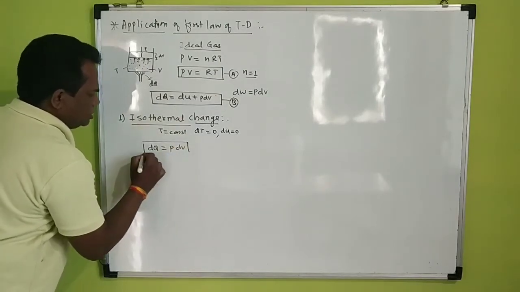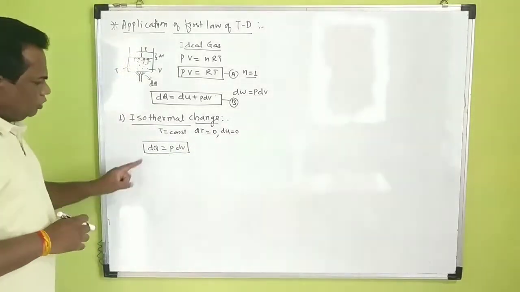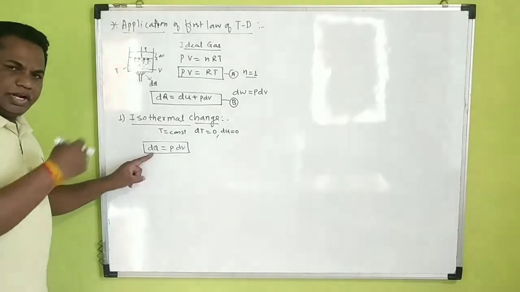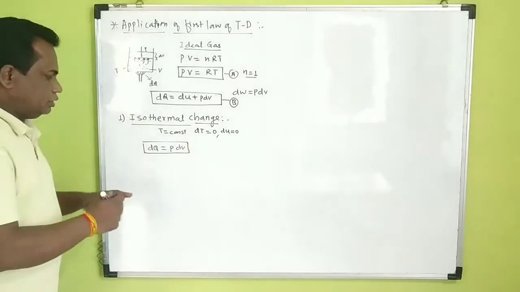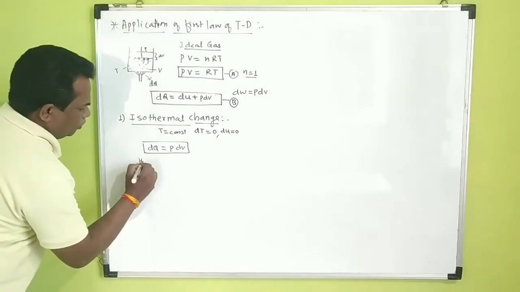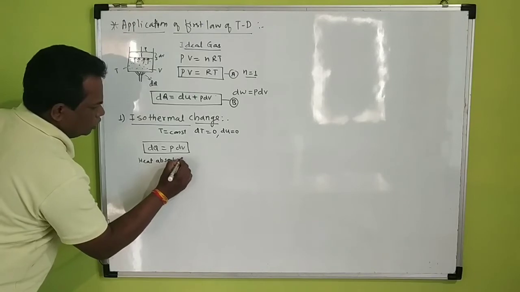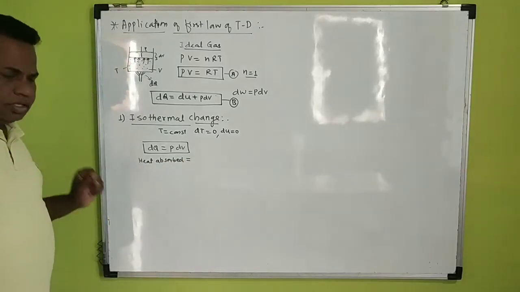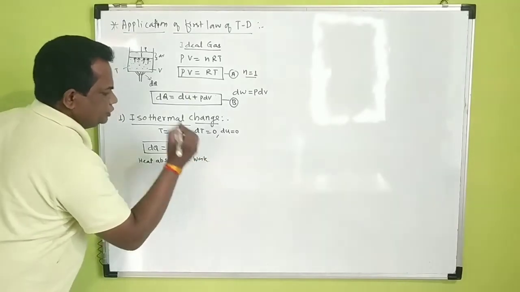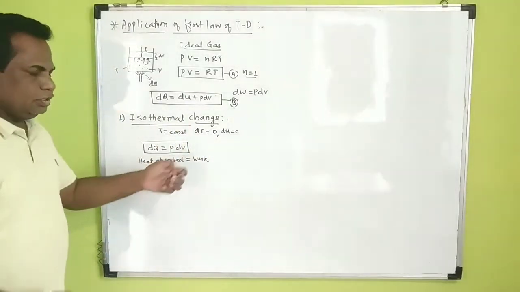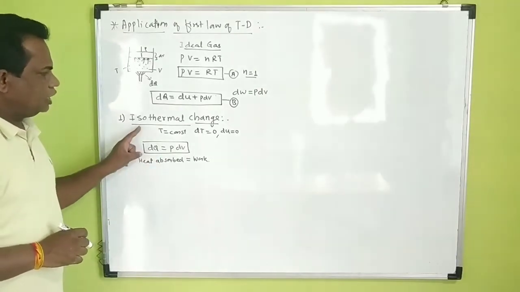So what does it tell us? The amount of heat provided to the system is utilized to do external work. The heat absorbed by the system is utilized to do some external work. This is the process that takes place in an isothermal change.